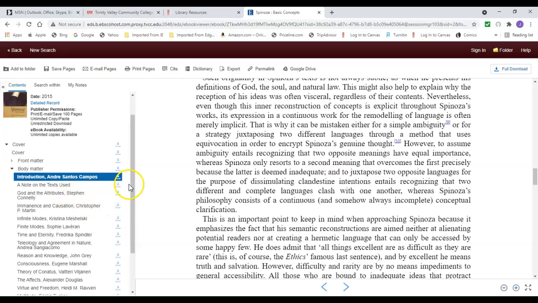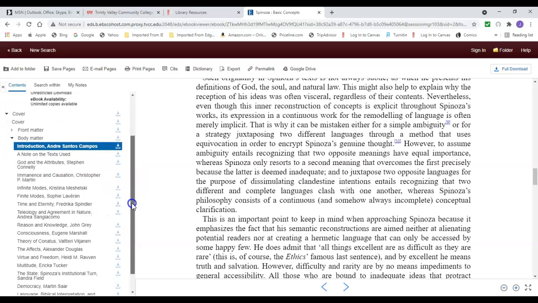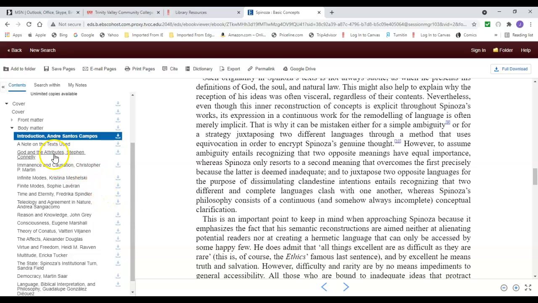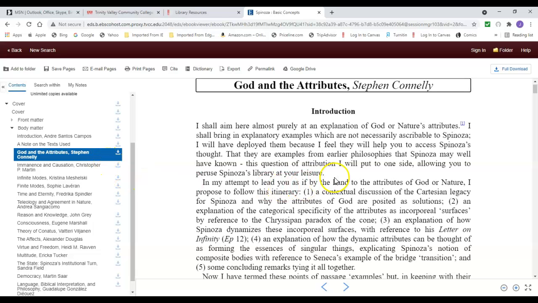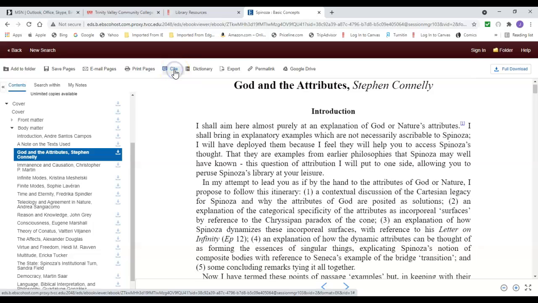These are each one of these, and this is the other part I wanted to show you. Each one of these, you will note, has a different author. These are actually different articles. Each one of these actually serves as a different source. And so if I click on this one, this is about his religious views about God by Stephen Connolly. What you can do here is the citation for it is here.